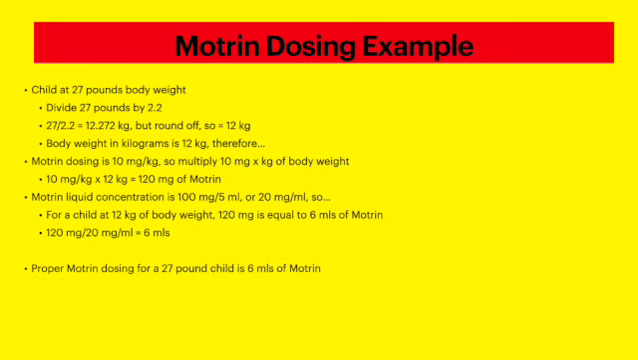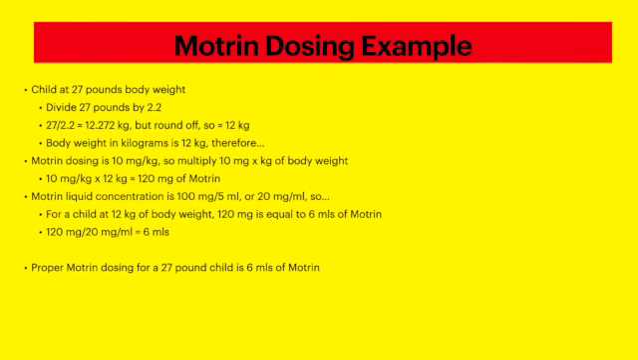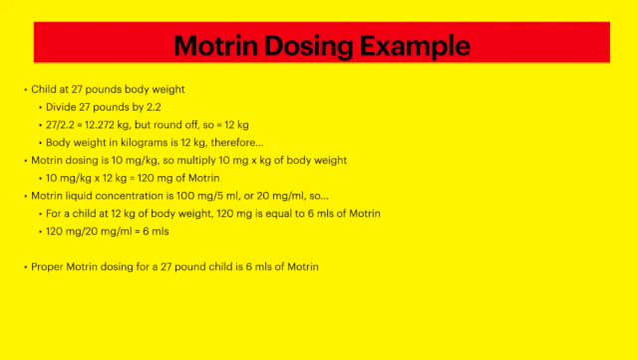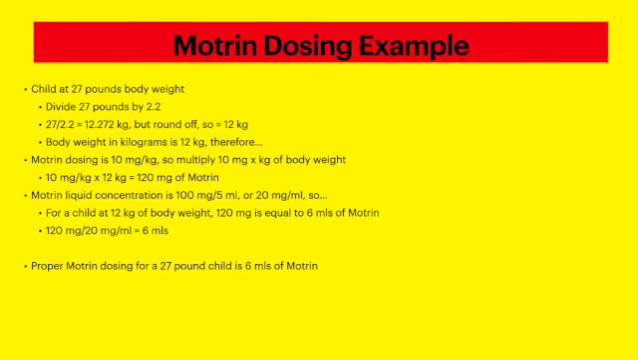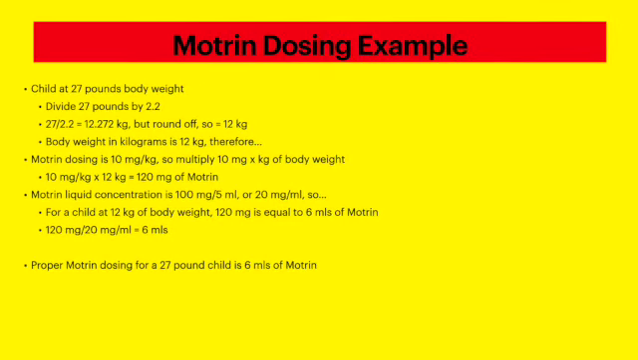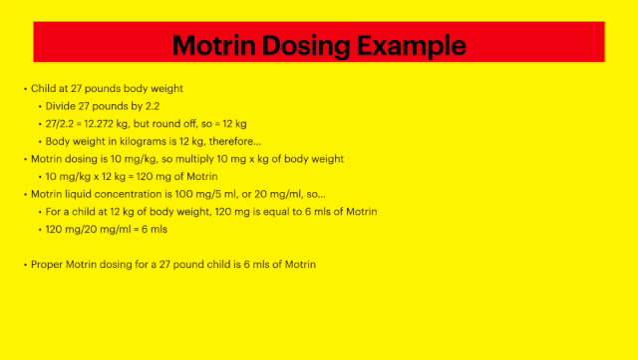milligrams of Motrin. Motrin liquid concentration is 100 milligrams per 5 milliliters, or 20 milligrams per milliliter. So for a child at 12 kilograms of body weight, 120 milligrams is equal to 6 milliliters of Motrin. 120 milligrams divided by 20 milligrams per milliliter equals 6 milliliters. The proper dosing of Motrin for a 27-pound child is 6 milliliters of Motrin.